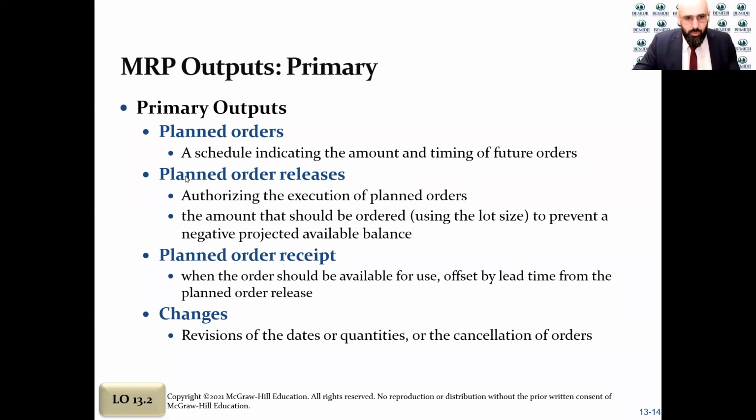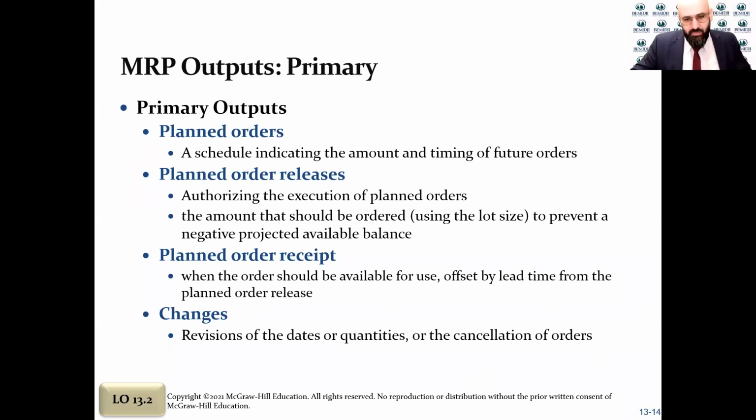The next output is planned order release, which is authorizing the execution of a planned order, the amount that should be ordered using the lot size to prevent a negative projected available balance. And the third output would be the planned order receipt, when the order should be available for use, offset by lead time from the planned order release.